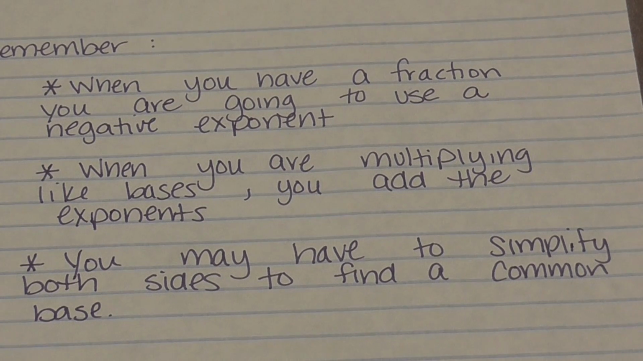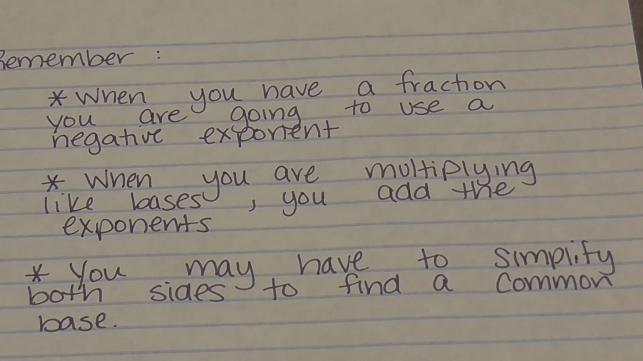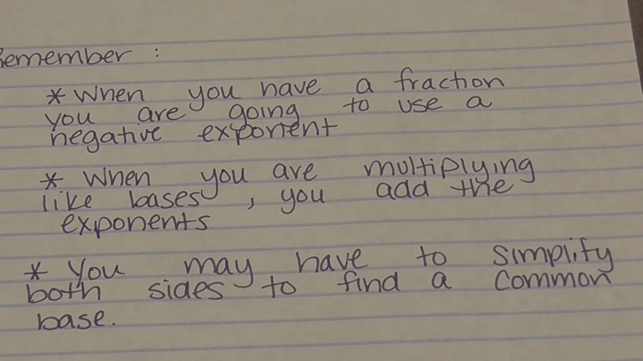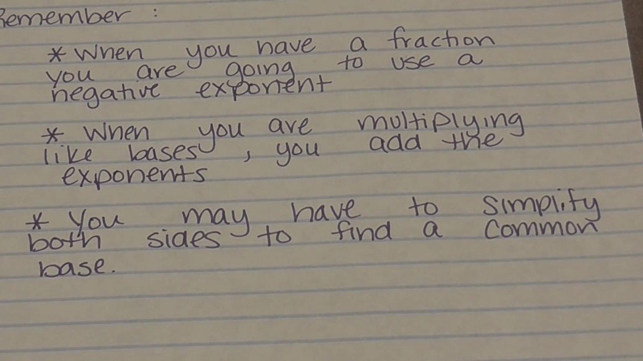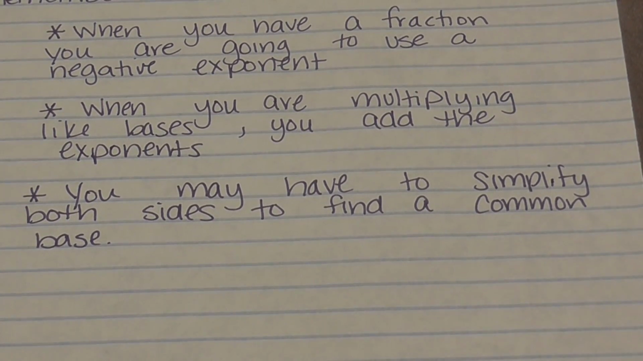So things to remember. 1, when you have a fraction, you're going to be using a negative exponent. Another thing you need to remember is when you're multiplying like bases, you add the exponents. And last, you're going to need to remember that you may have to simplify both sides to find a common base.